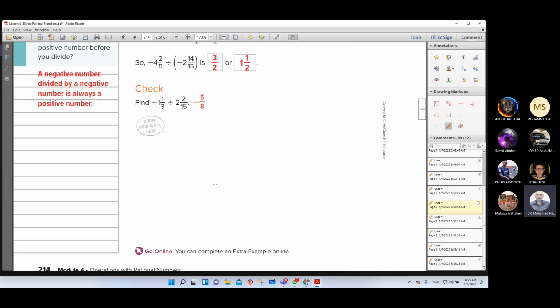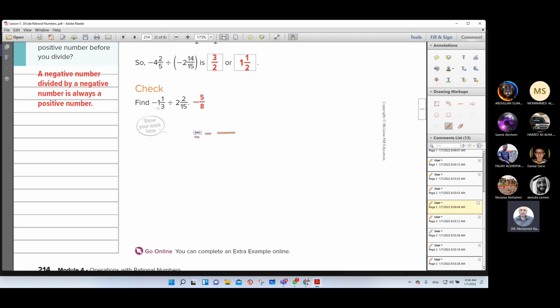So in this example here, we have negative 1 and 1 over 3, divided by 2 and 2 over 15. So at the first, change from mixed number to the fraction. So the first mixed number, 1 times 3, 3. 3 plus 1 will be 4 over 3. The second mixed number, 2 times 15, 30. 30 plus 2 will be 32 over 15.